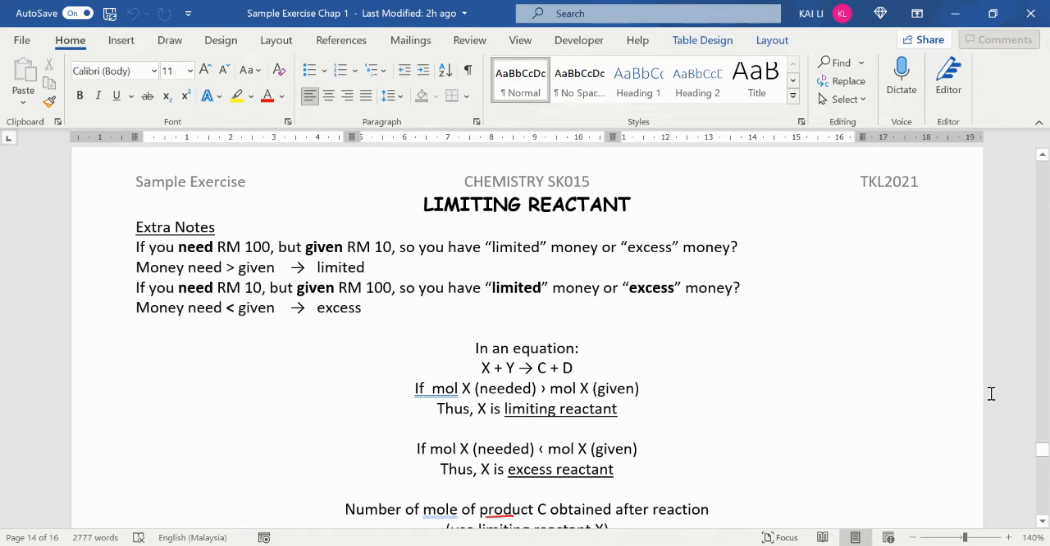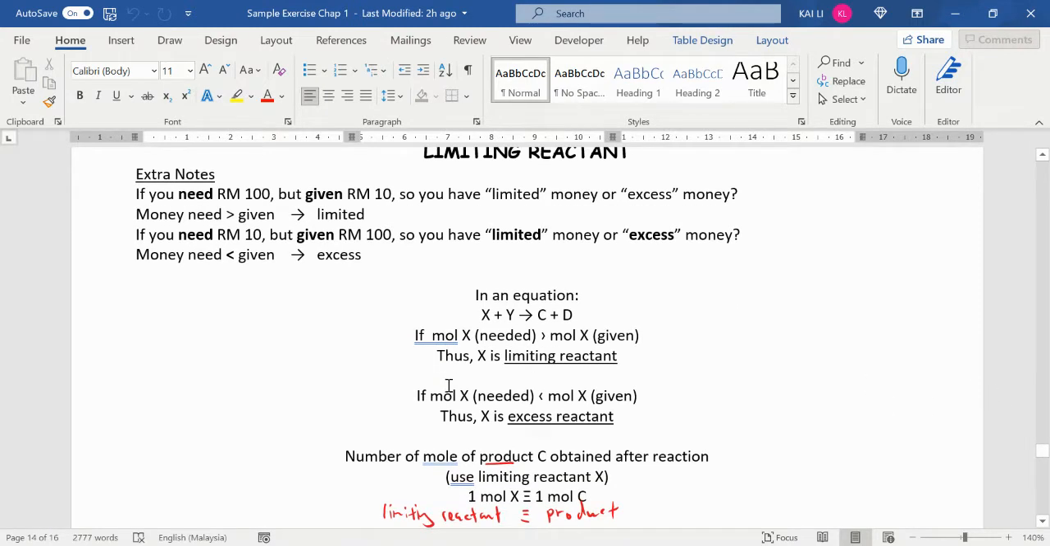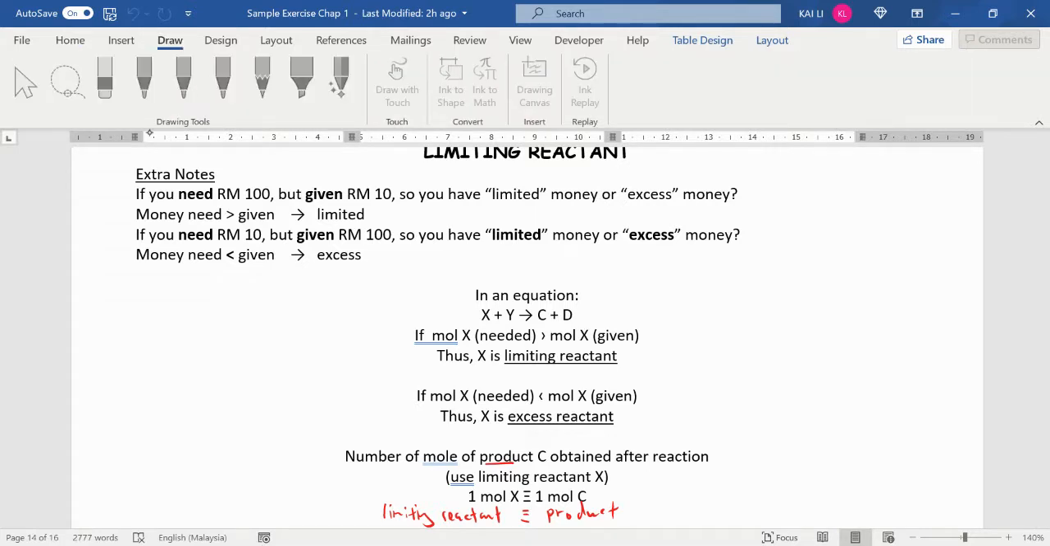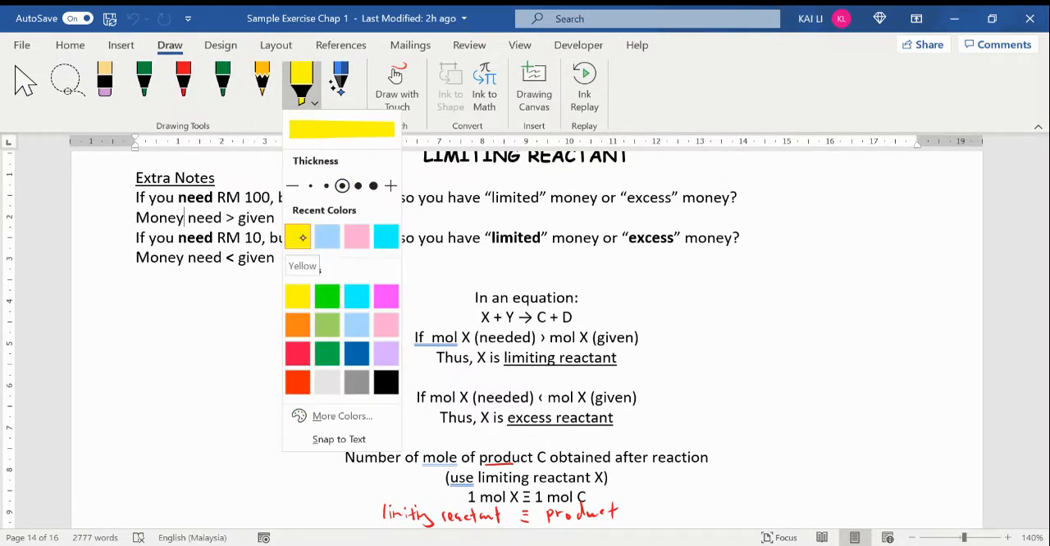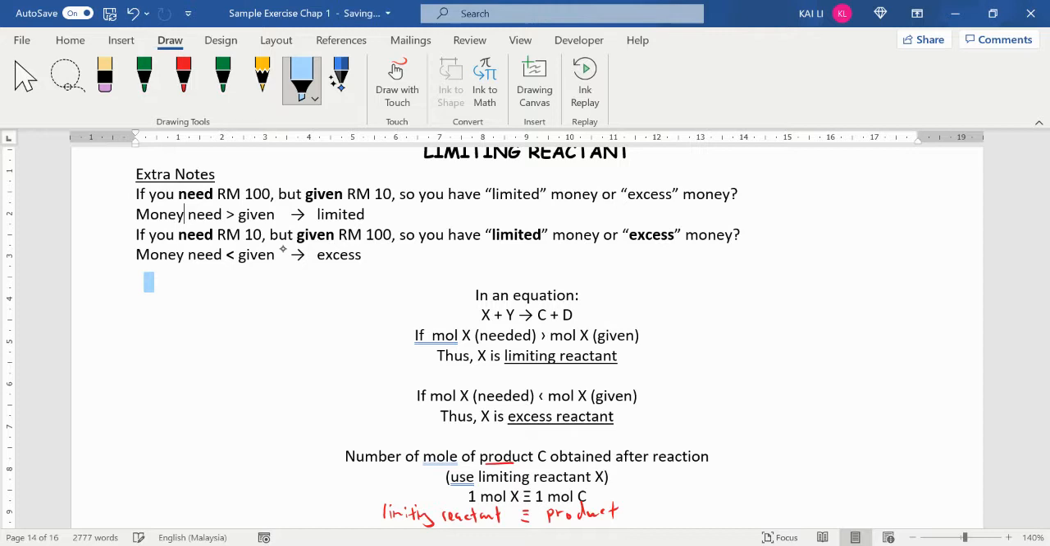Limiting reactant. Most students don't know how to compare need and given in order to determine whether it is limited or excess. So make sure you know how to compare given and needed to determine whether it's limiting reactant or excess reactant.